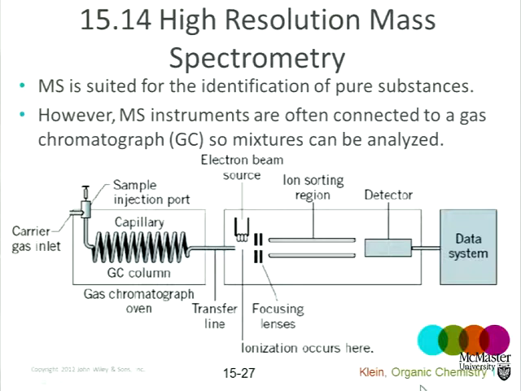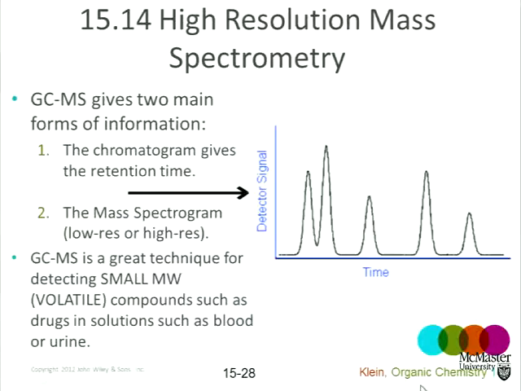We separate the mixture first, get a bunch of peaks coming off the column, and then look at the mass spectrum of each of the individual peaks to determine their molecular weight. So there's a typical chromatogram, detector signal versus time. The mass spectrum, low-res or even high-res, to give us the molecular formula, can be measured for each of those peaks.